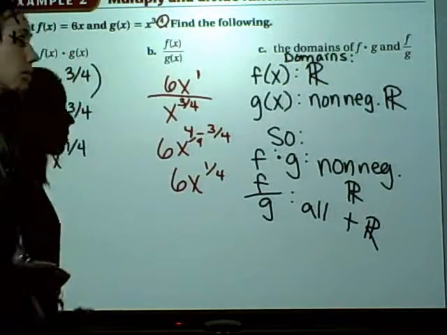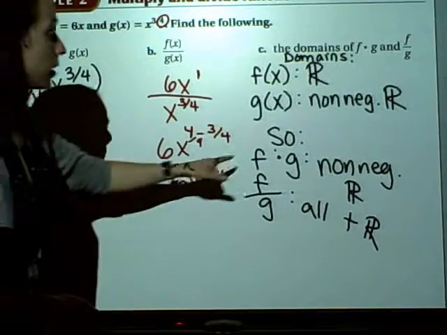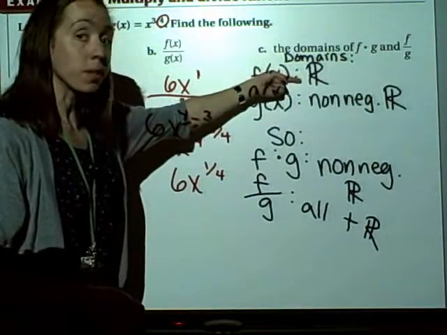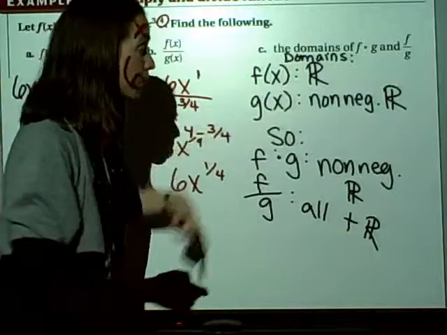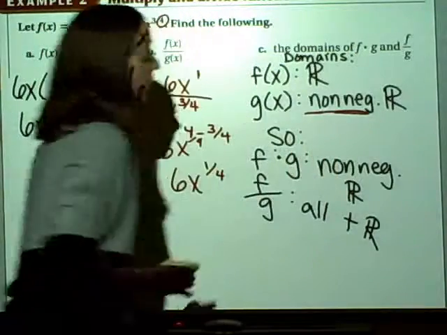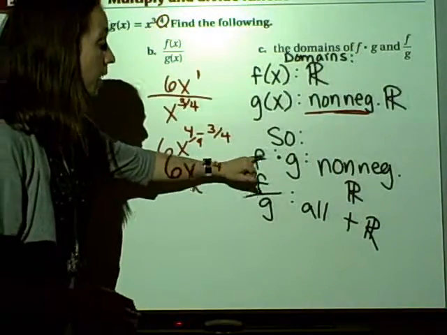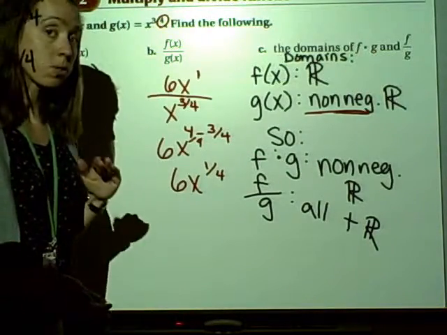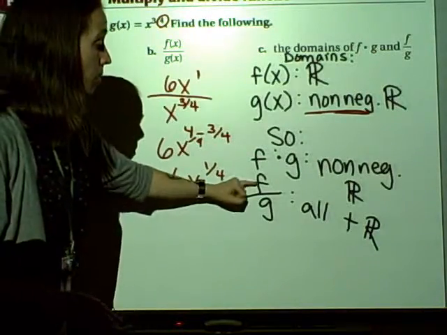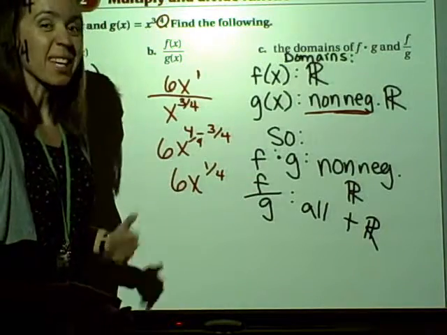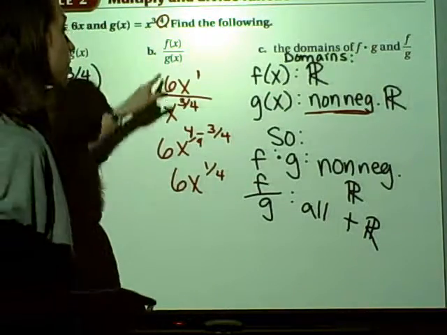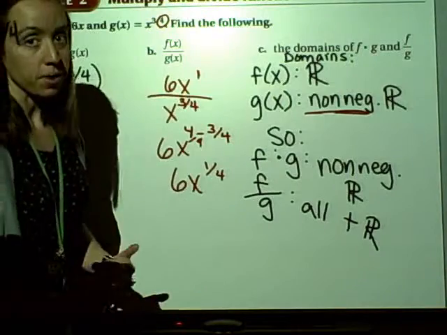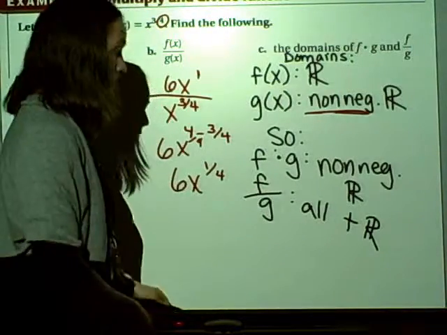Must be a positive. So that means that since one of them is all real numbers, but one of them has a restriction, it's got to be non-negative. When you take f times g, that's going to be non-negative. It follows the restriction. Then, when you divide f and g, it's kind of the same deal, only if you got a 0 on the bottom, it definitely wouldn't work. So we would say positive real numbers.